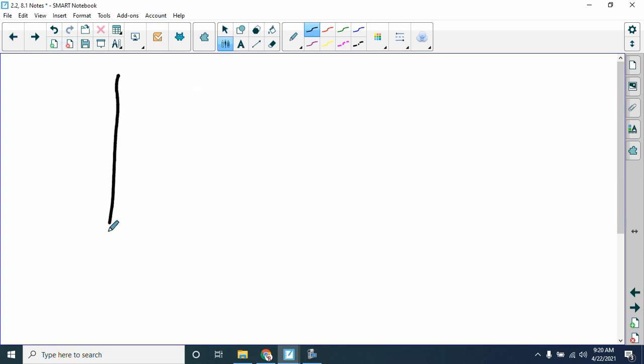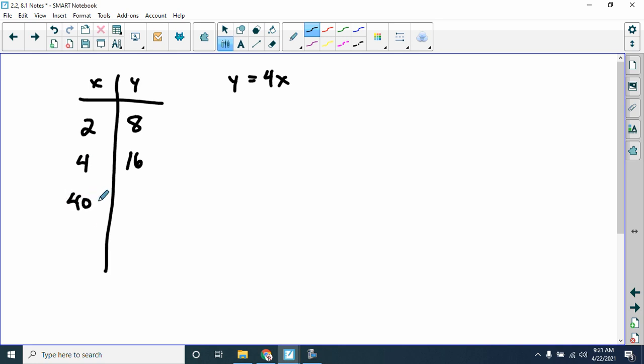Notice what happens with direct variation. If I have y equals 4 times x, if I start with an x value of 2 and plug that in, I clearly get 8. If I double the x value, now it's 4. If I plug in 4, I get 16. Notice the y value also doubles. If I multiply the x value by 10, if I plug in 40, I get 160. My y value multiplies by 10.